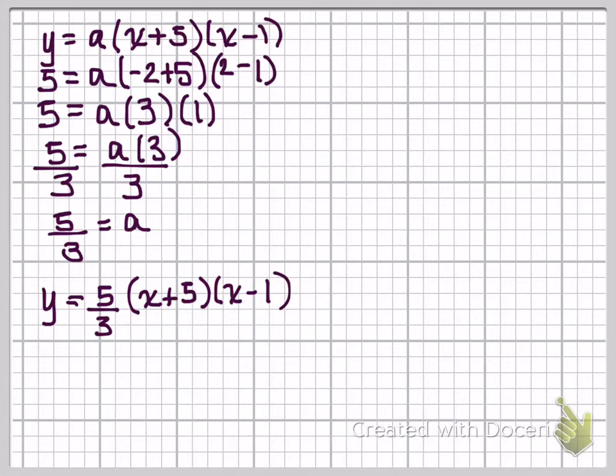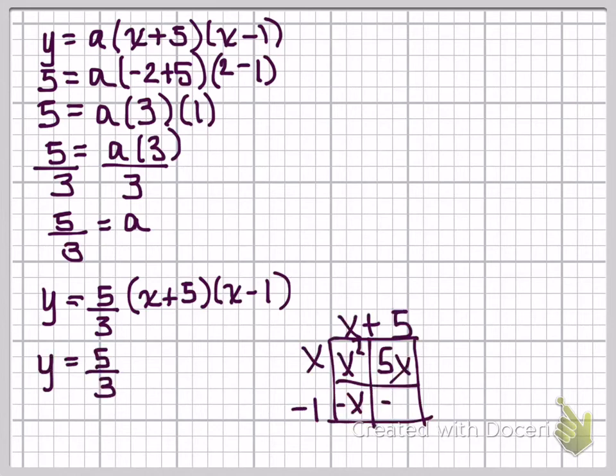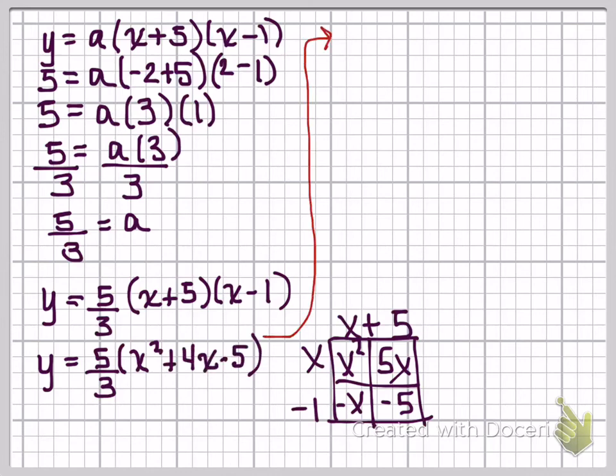This is one form of the equation. It's not normally the form that we look at, so I'm going to go ahead and multiply through. But before I multiply the 5/3 through, I'm going to multiply the x plus 5 times x minus 1. It's just easier. You can use your FOIL method, or you can use our area model, our rectangle method here, and put everything in. So notice we have x plus 5 times x minus 1 gives us x squared, 5x, minus 1x, and minus 5. Combining those like terms will give us x squared plus 4x minus 5.